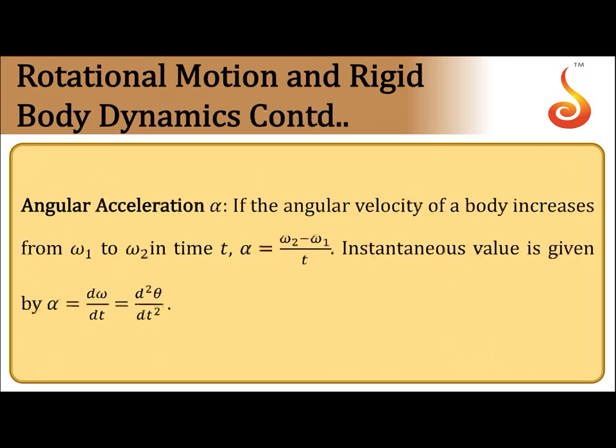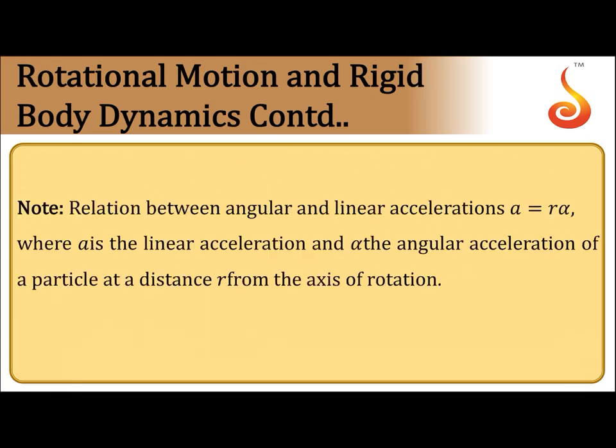Now coming to angular acceleration. The rate of change of angular velocity is called angular acceleration. The instantaneous value is given by d omega by dt, that is nothing but d square theta by dt square. Angular velocity is measured in radian per second, angular acceleration is measured in radian per second square. The relation between linear and angular accelerations is a is equal to r alpha, where r is the radius of the circular path.